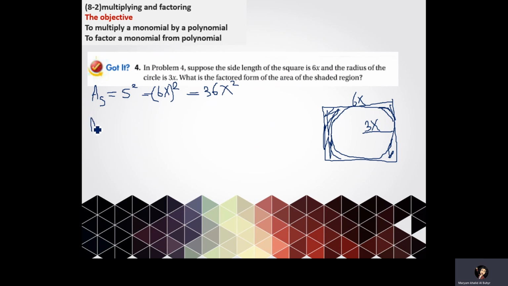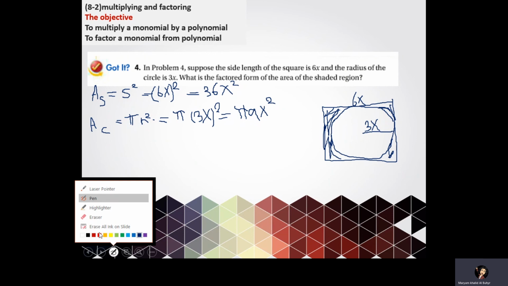The area of the circle equals pi r squared, which equals pi times (3x) to the power 2. Remember, here is different. They gave us a coefficient. So that will be pi times 3 to the power 2, which is 9, x to the power 2.